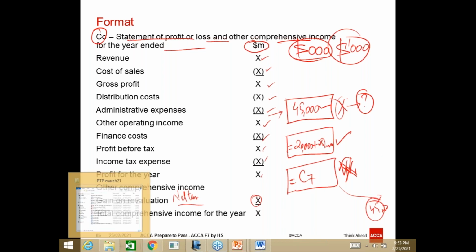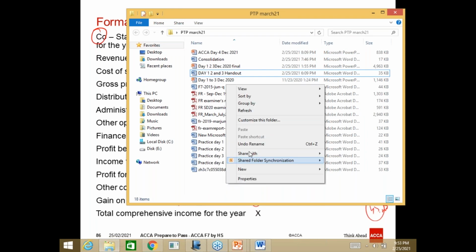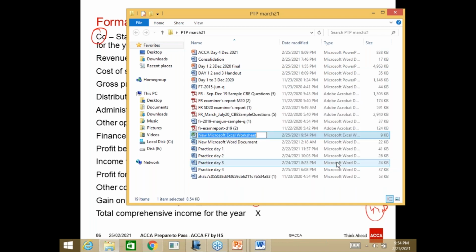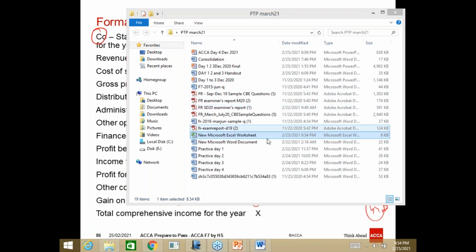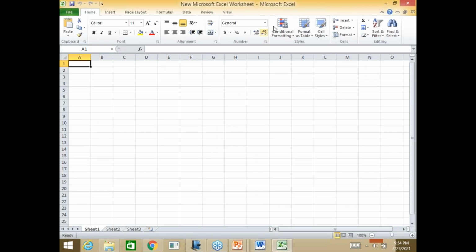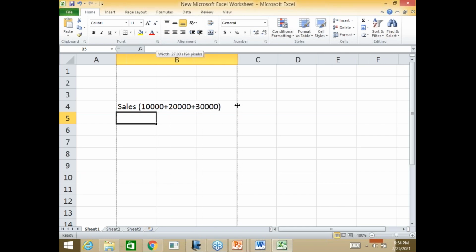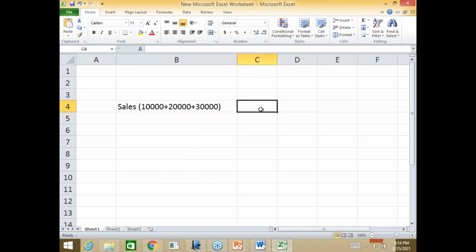Let me give you an example in Excel. Let me show you, and I will make it more visible for clarity. Now, suppose I write like this: sales, 10,000 plus 20,000 plus 30,000, bracket close. This is what most of the students are doing, and your answer is 60,000. The examiner will give you 0 marks.